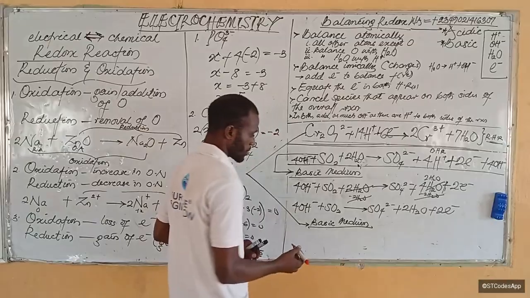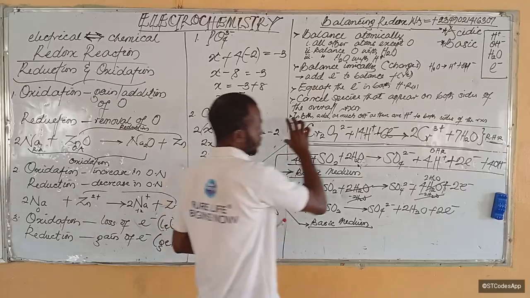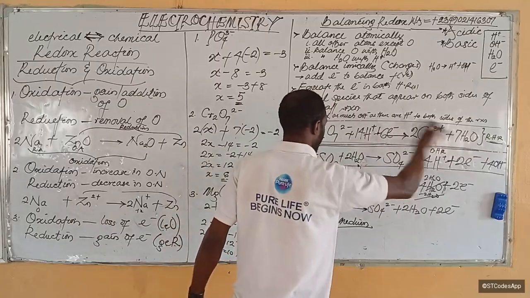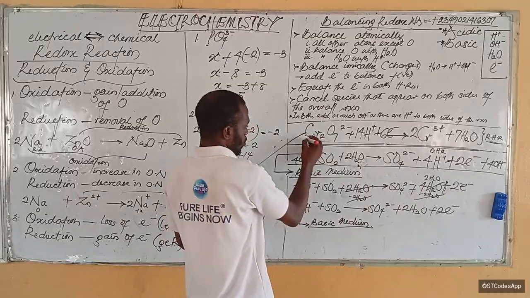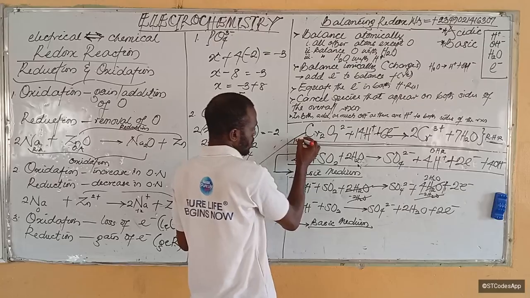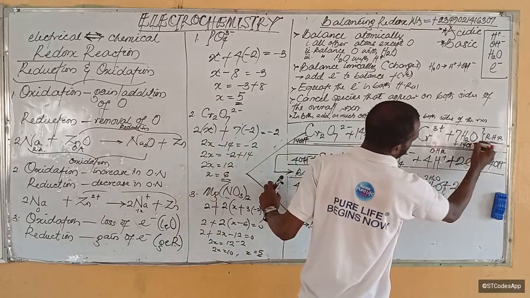Now, our electrochemical cells. To balance this, how many OH will I add here? What's the total H plus on this side, in this reaction? 14H plus. So we'll add what? 14OH minus. So come here and add 14OH minus, and here come and add 14OH minus.